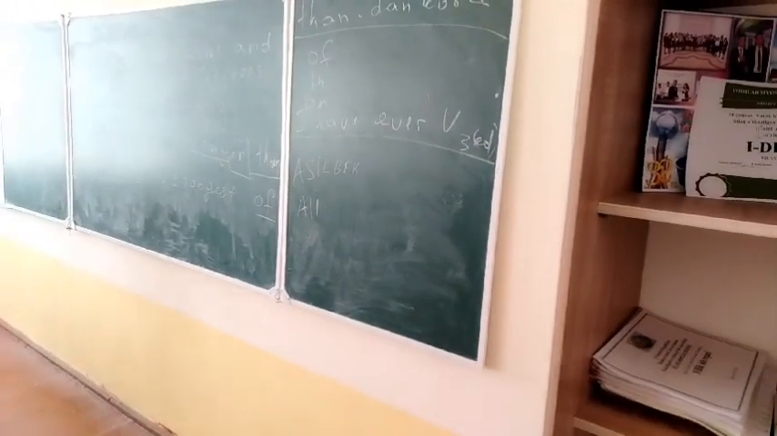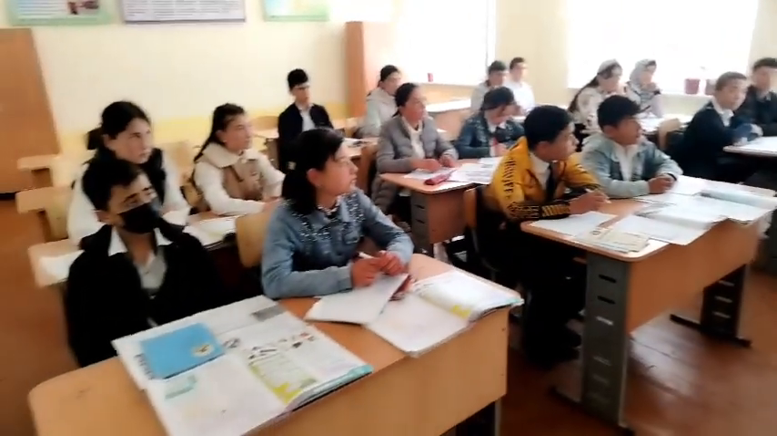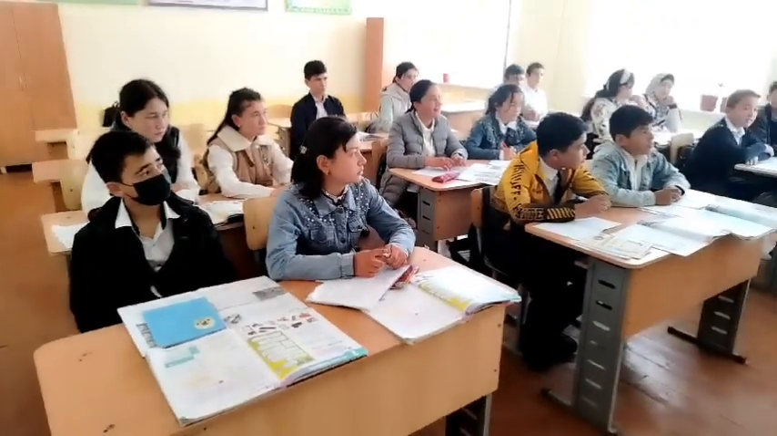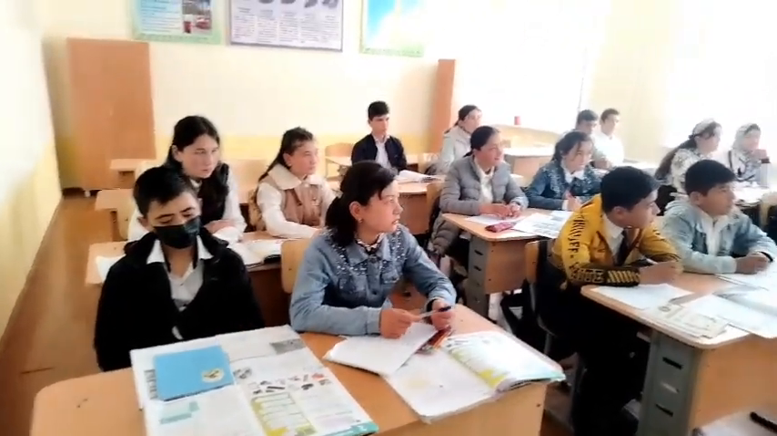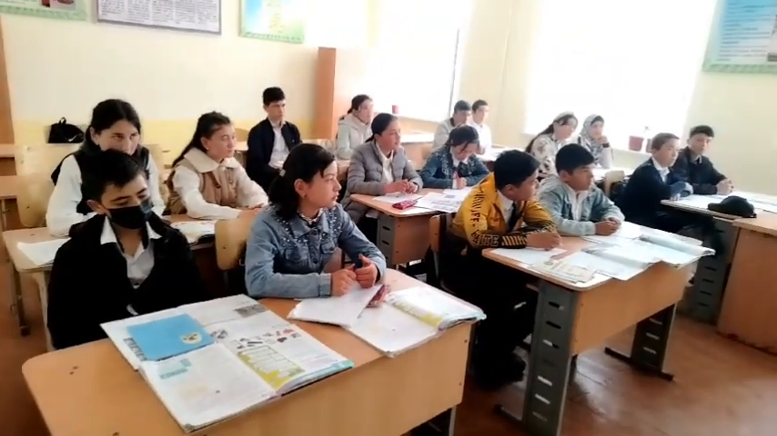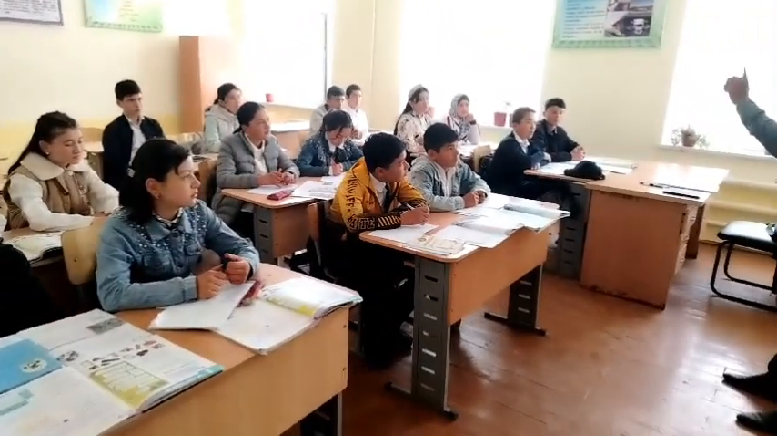"On" is used especially for surface. For example, on which floor are we now? No, first floor, yeah. Our room is the widest room on the first floor.